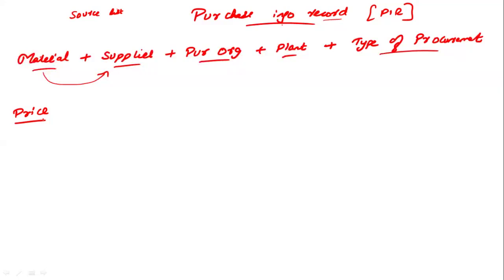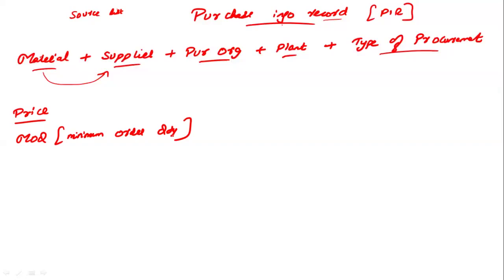And apart from this, there are more options in the purchase info record, like what is the MOQ? Minimum order quantity. So sometimes supplier will accept only so many quantities, saying that if you are ordering 1 piece, I'll not be delivering it. At least you need to order more than 5 pieces. Then the minimum order quantity to the supplier is 5 pieces.